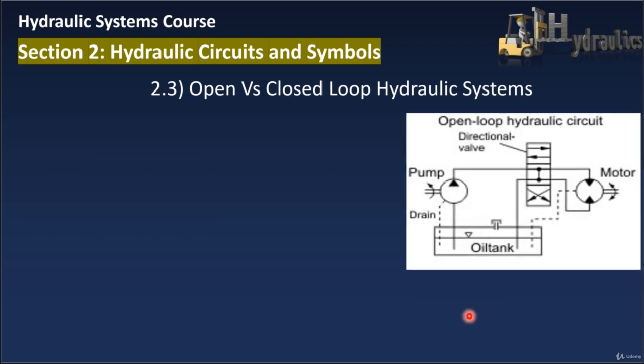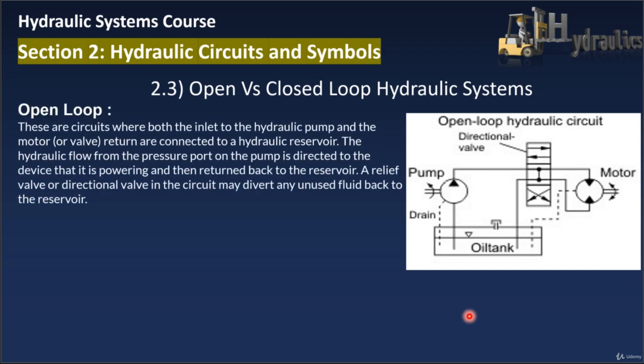In an open loop system, when the actuating mechanism is idle, that means I have no motion in the actuators, it is just stopping, there will be fluid flow but no pressure. So these are circuits where both the inlet to the hydraulic pump and the motor valve returns are connected to a hydraulic reservoir. The fluid flow from the pressure port on the pump is directed to the device that's being powered and then returned back to the reservoir. A relief valve or a directional valve in the circuit may divert unused fluid back to the reservoir.